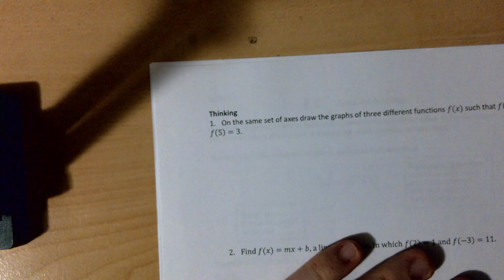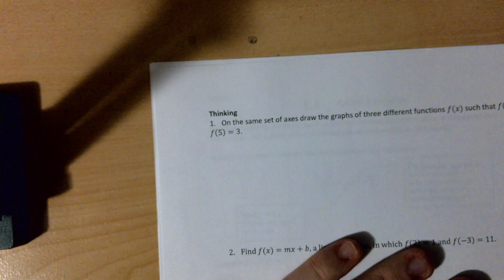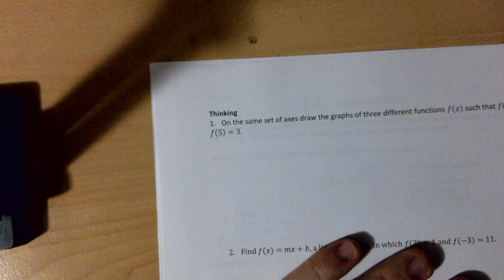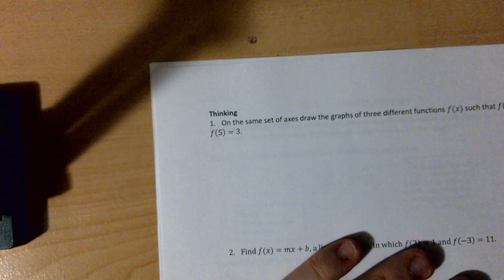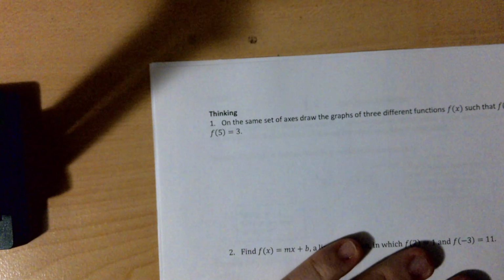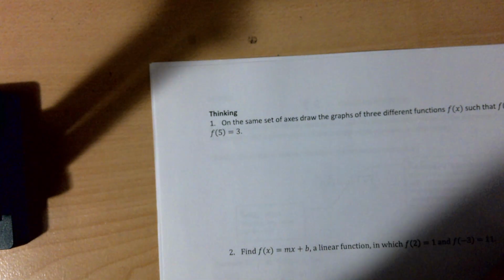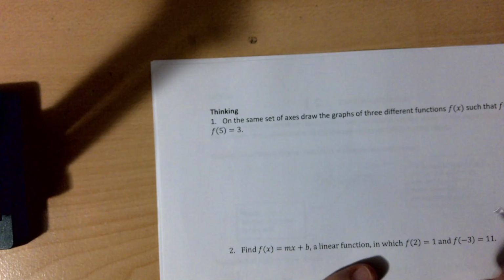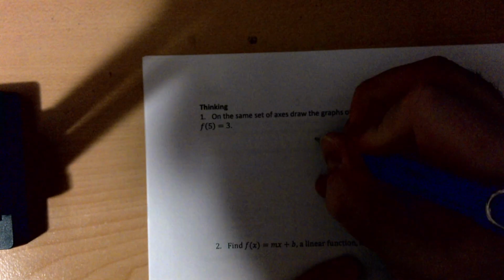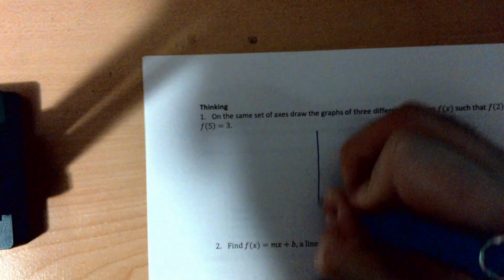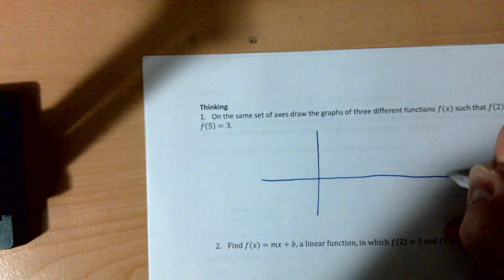So on the same set of axes, draw the graphs of 3 different functions f of x such that f of 2 is equal to 1 and f of 5 is equal to 3. Now, again, once you catch on to what to do, the question isn't complicated. But on the same set of axes, so I'm going to try and get 3 different colors of pen. So I'm going to grab this, just a nice rough sketch.